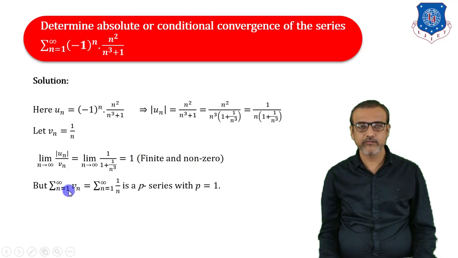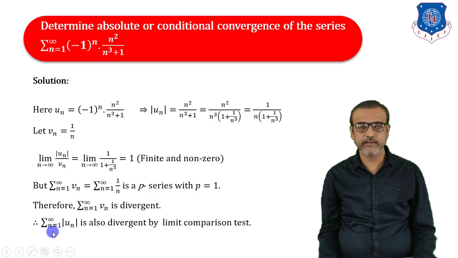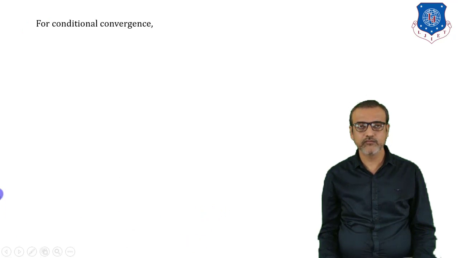But sigma n is from 1 to infinite Vn, that is sigma n is from 1 to infinite 1 upon n, is a p series with p equals 1. Therefore sigma Vn is divergent. Therefore we can say that sigma mod un is also divergent by limit comparison test. So here sigma mod un is divergent. So the given series is not absolutely convergent. Therefore we will check for conditional convergence.